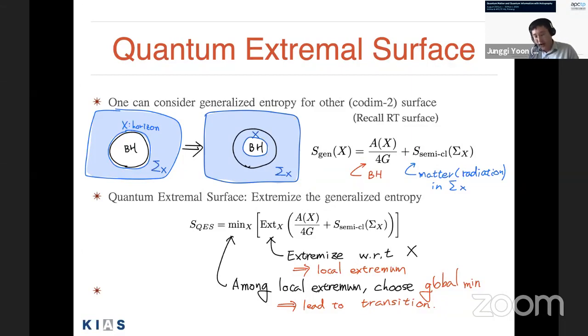So in order to fix X, in physics we usually take extremization. So we will extremize this generalized entropy with respect to X. Then there will be some local extrema, and there could be many local extrema. Among the local extrema, we will choose the global minimum. Then you can easily expect that there will be some transition between the different local minima. So, as a spoiler, this will give the Page curve.